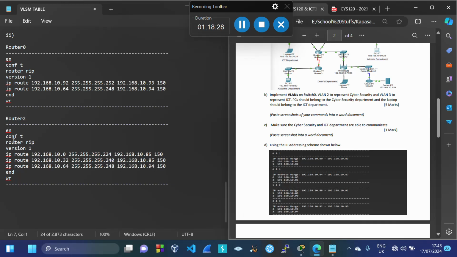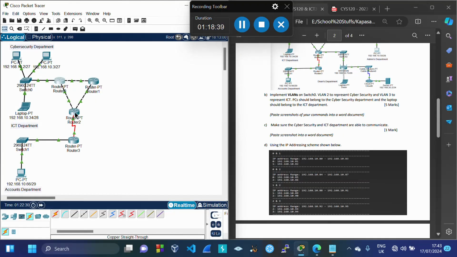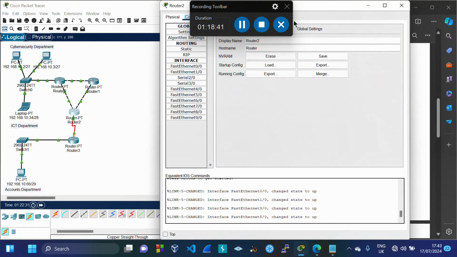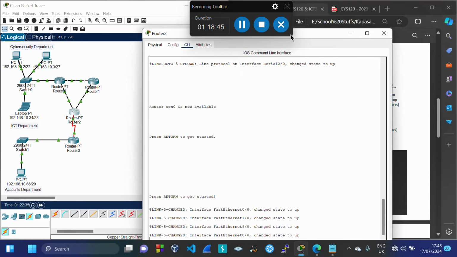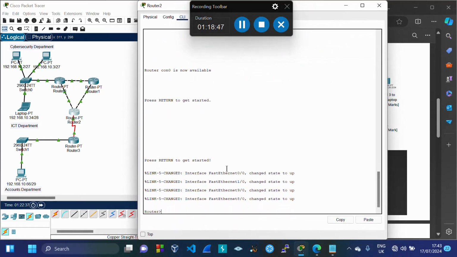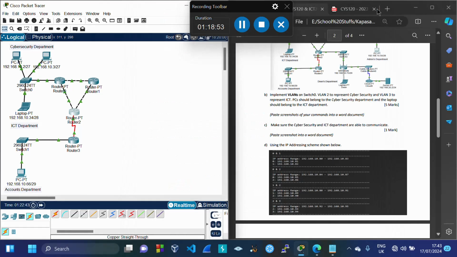Then we are going to copy these commands and insert them into router 2, because we are targeting router 2. So make sure you pay attention to this explanation, because it might sound easy, but it's a little bit tricky. So we do that, we paste the commands. Now we are just remaining to configure router 3.